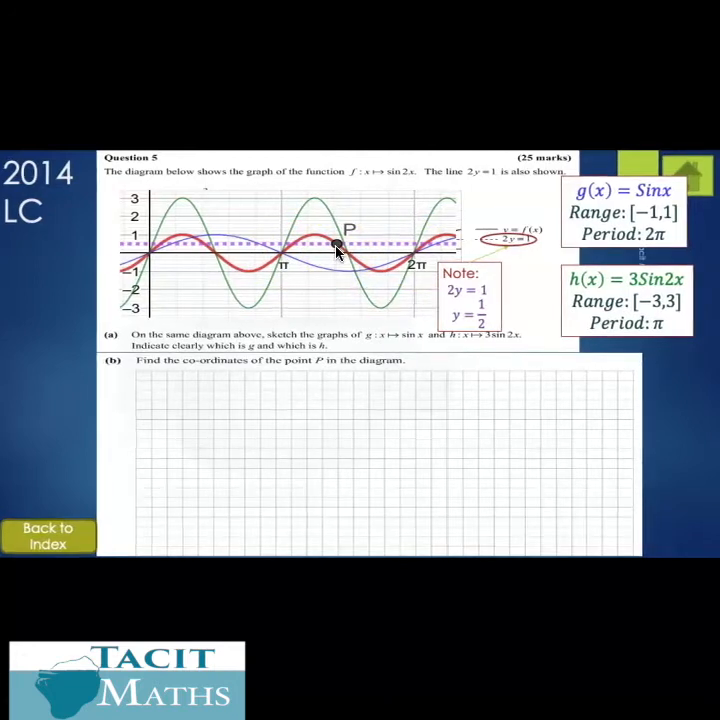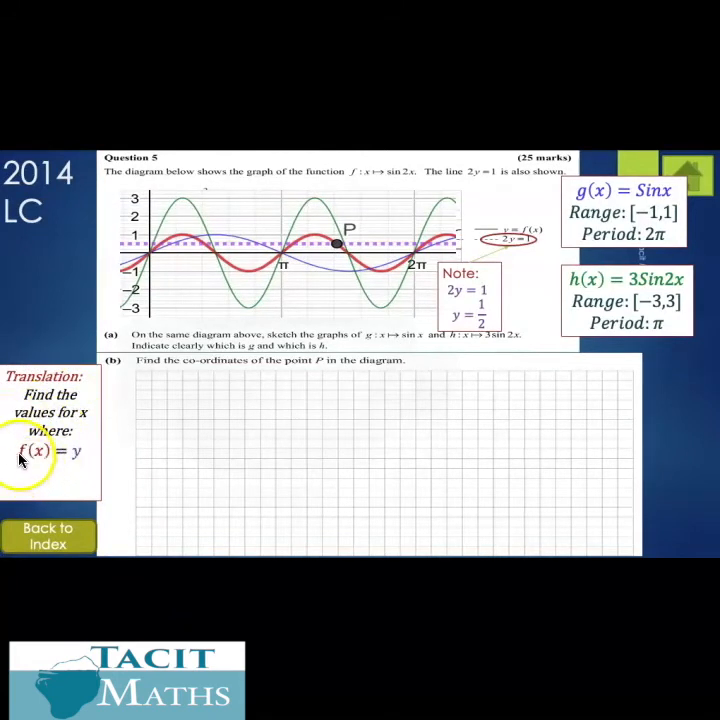Now all of this can be translated into the following. We just want to find the values for x where the function f of x, which is the red function, is equal to y, which is the purple function. And that helps us form the following equations. We know f of x is sine of 2x. We know y is equal to a half. So if we just put them equal to each other, like in the previous example, the simpler example, we now just need to solve this equation. And that's just a simple trigonometric equation that we need to solve.